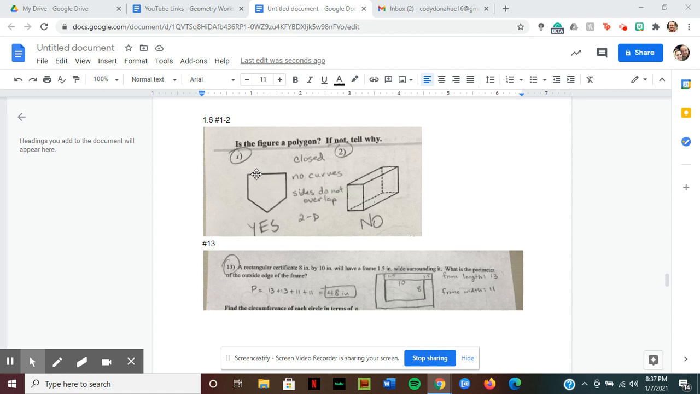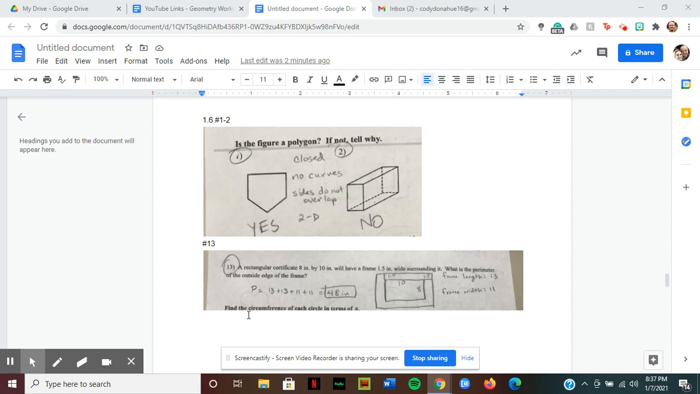So let's look at number one. Number one is a closed figure. There are no holes anywhere along the perimeter of this thing. None of these sides are curved. None of the sides overlap, and this is indeed a two-dimensional figure. So yes, this is indeed a polygon. So now we look over here. Immediately we can see that this object is not 2D, but 3D. Because it does not meet that criteria, this is not going to be considered a polygon.